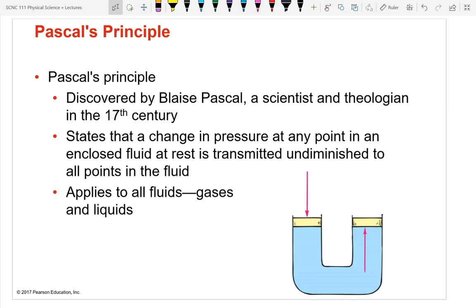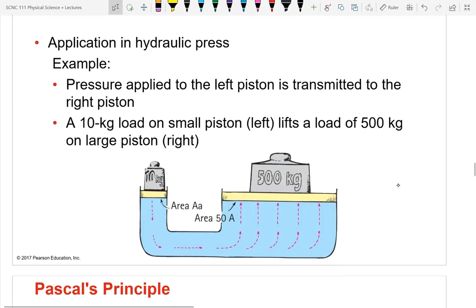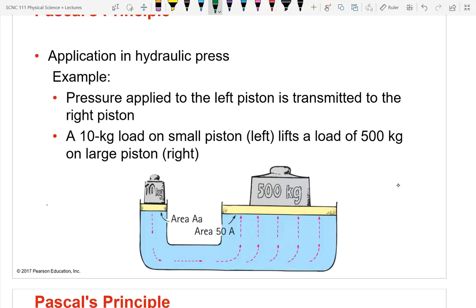What you do is you have something like this, except you make the sides different areas. Since pressure is force over area, on the small area you can have a relatively small force to create pressure. On the big area, because you have a large pressure, you'll have a big force. So in this example here, the pressure is the same on both sides. That means the force over area is the same.